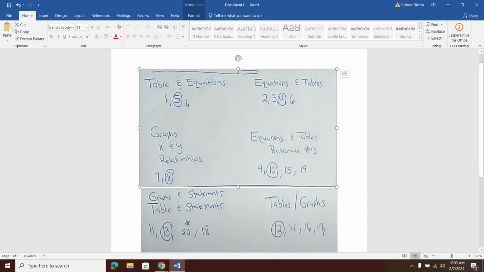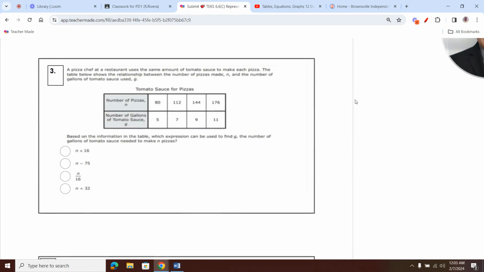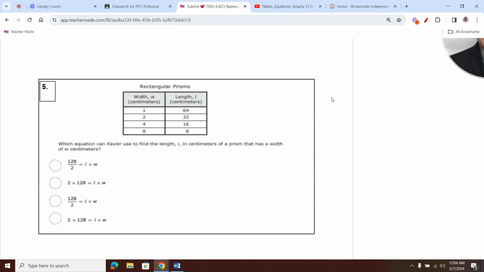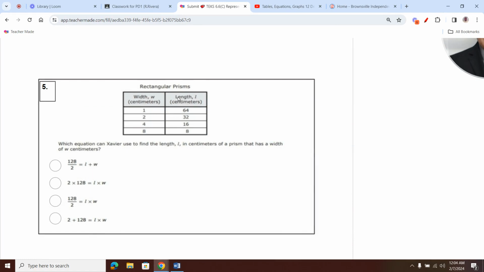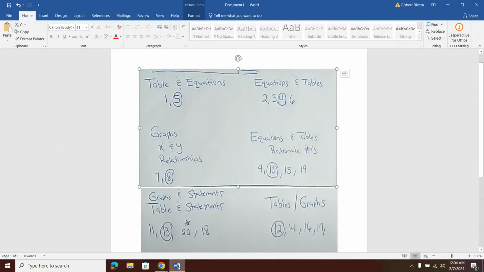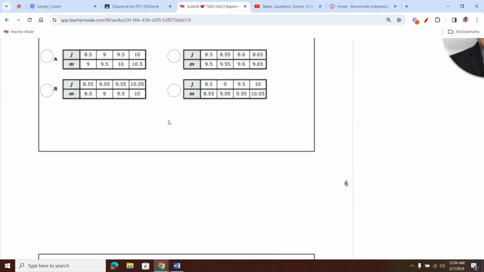So, I'm going to start with number 5. I'm going to scroll to number 5. And I want you to look at number 5. According to Mr. Rivera, number 5 is about tables and equations. There's your table, and here are your equations. That's what I'm talking about. So they gave me a table, but they want me to find out the equation. Now the other one, like that's number 5, is number 1. So after I'm done with number 5, I'm gonna go back to number 1.